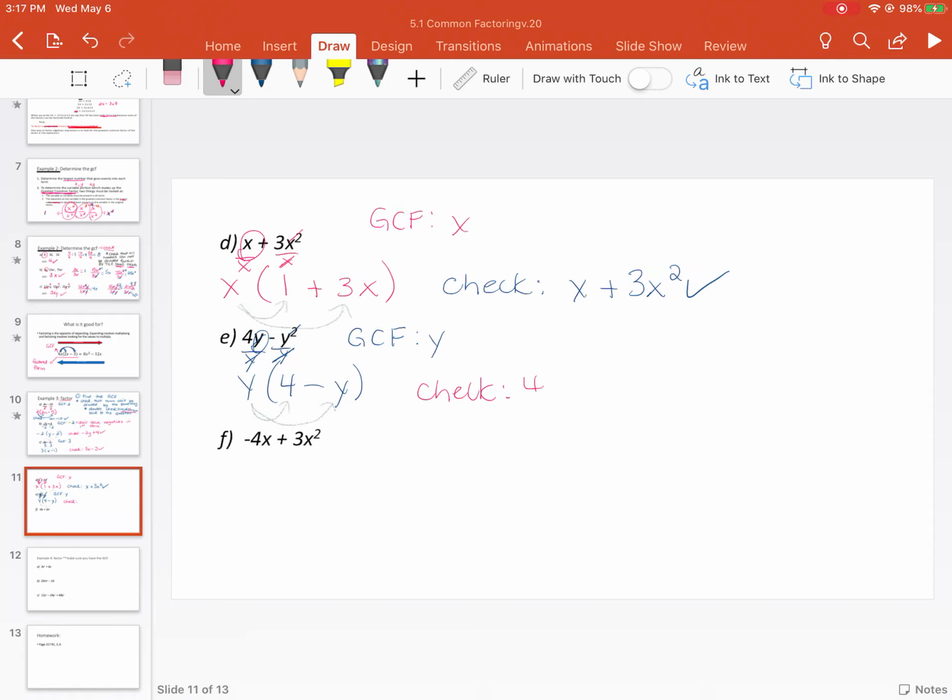Recheck. Or double check, I guess I called it. Y times 4 is 4y. Y times negative y is negative y squared. And that was the question. Okay, down here.